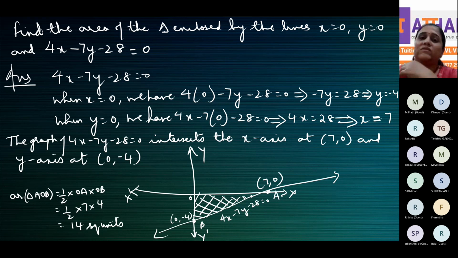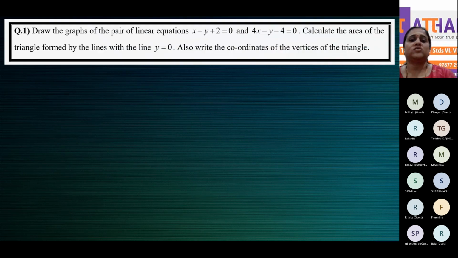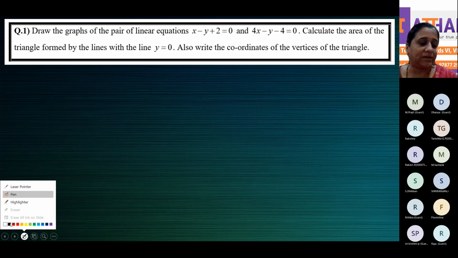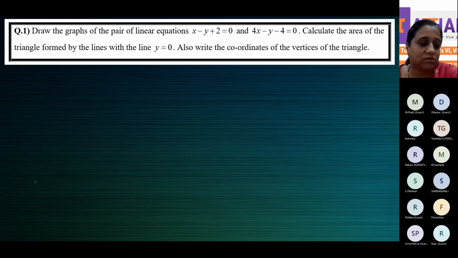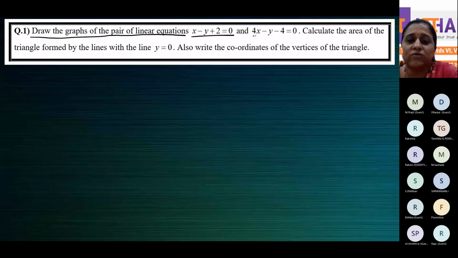All right. Now we'll wind up the session in 10 more minutes. I'll just share 2 graphs which you have to complete as homework by tomorrow's class. Okay. So this is the first one. I'll explain the question for you. Draw the graphs of the pair of linear equations. The first equation is x minus y plus 2 is equal to 0. The second equation is 4x minus y minus 4 is equal to 0.